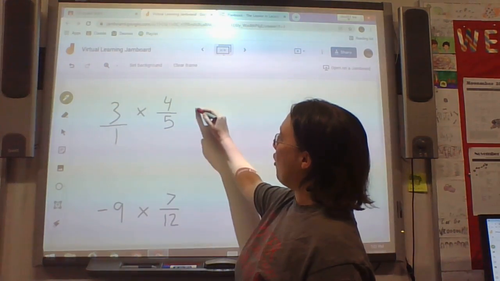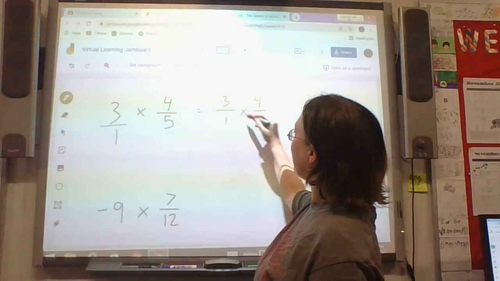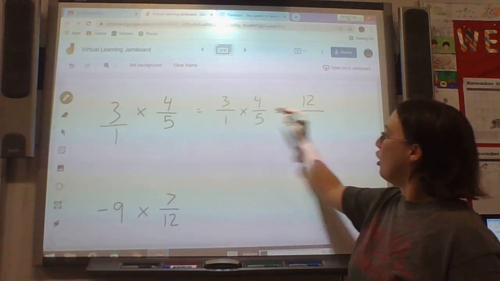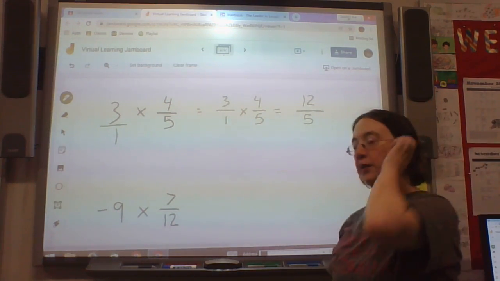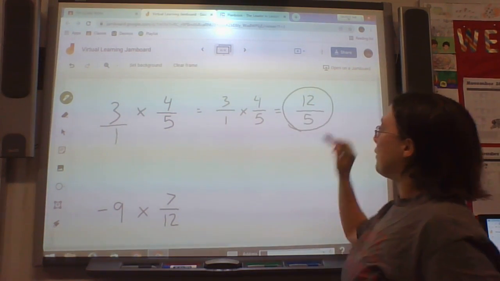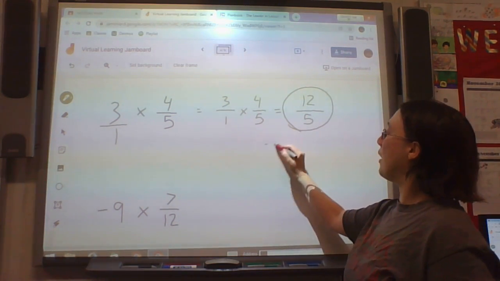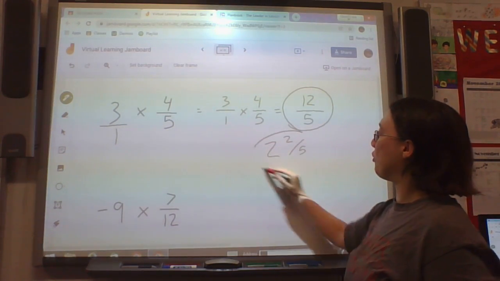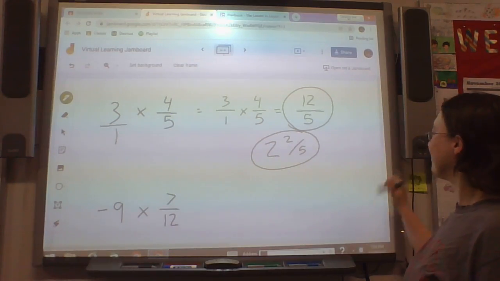So now we've got 3 over 1 times 4 over 5. 3 times 4 gets you 12. 1 times 5 is 5. And you could either leave it like that, or if you're a fan of mixed numbers and want to turn that back into a mixed number, 5 goes into 12 twice, and then you've got 2 left over. So either this or this would be fine. Not going to be picky about which one you have. Same thing.